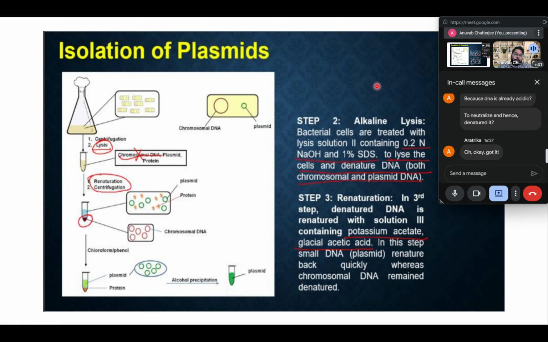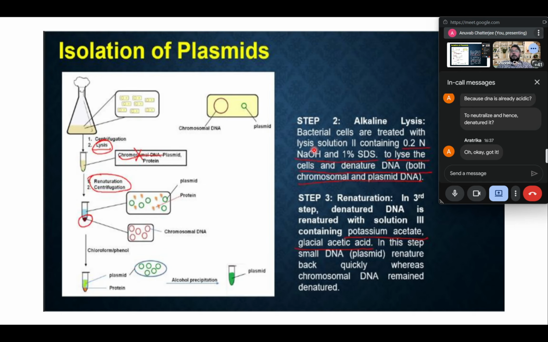Step 2 is actually alkaline lysis, the name of the entire method. In this, you treat the bacteria with solution 2, which contains NaOH and SDS, sodium dodecyl sulfate, which is a very strong detergent. Together, NaOH punctures holes in the bacterial cell wall, and SDS goes in and denatures everything. SDS has two parts to it. It is a detergent, and detergents always have a polar part and a non-polar part.